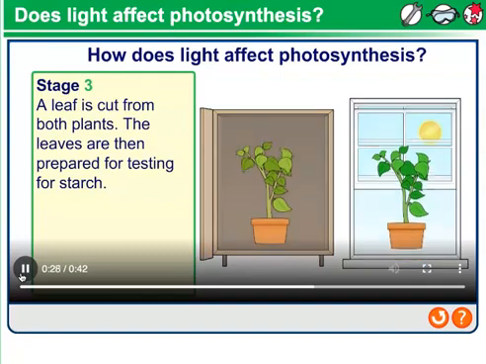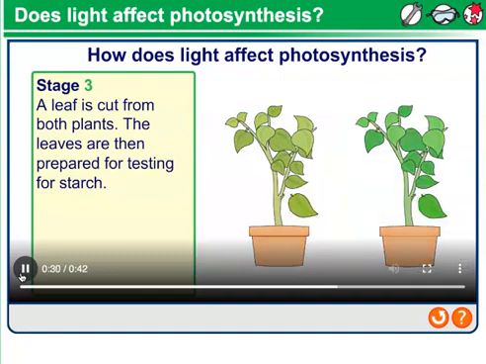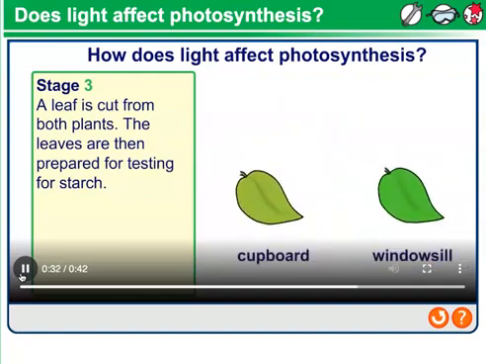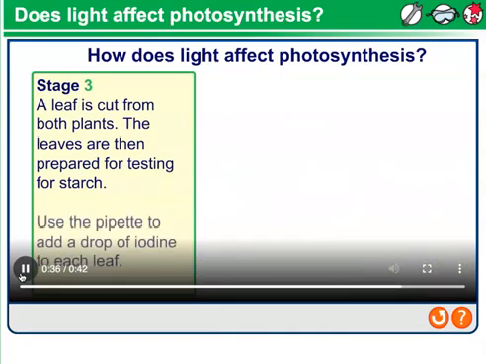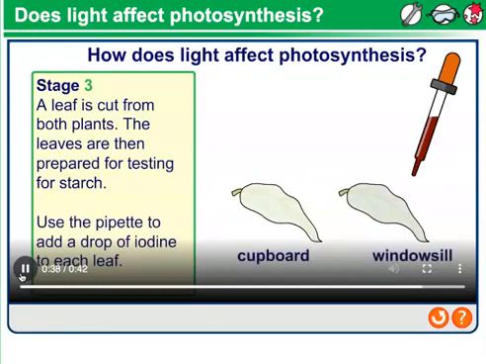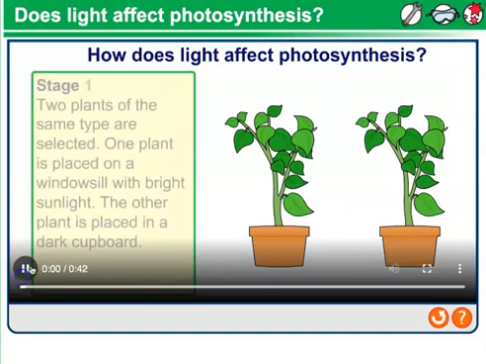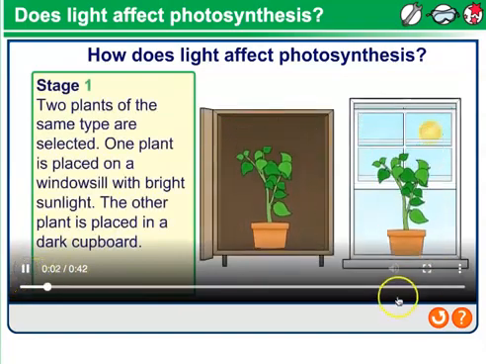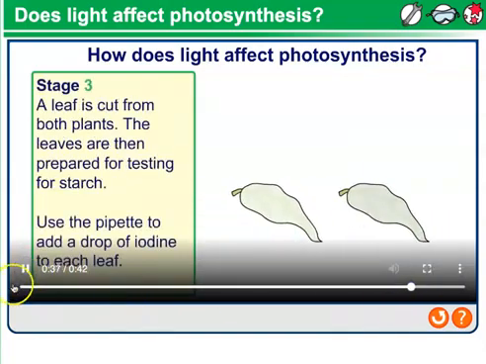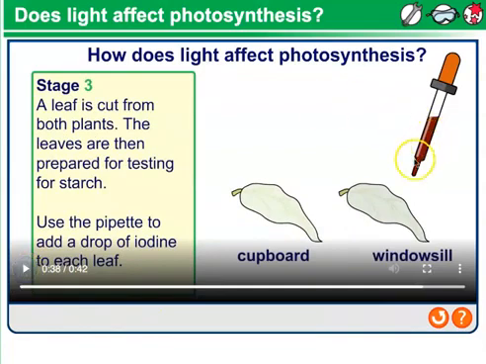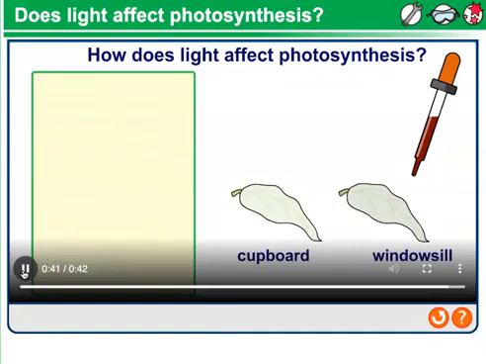Stage 3, a leaf is cut from both plants. The leaves are then prepared for testing of starch. Use the pipette to add a drop of iodine to each leaf. What do we think these results might show?